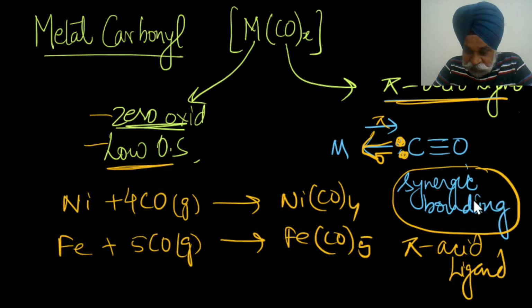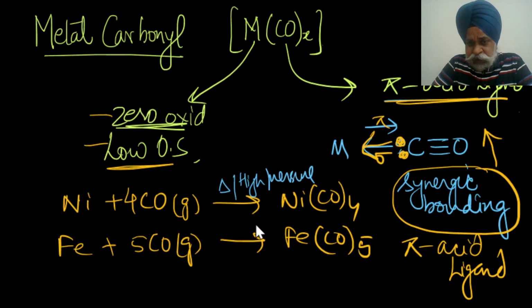In this regard, I will be placing one more video on metal carbonyls. Otherwise, metal carbonyls are generally formed by treating the transition metal with carbon monoxide gas at high temperature and high pressure. When this is done, they generally give you metal carbonyls, which would be in the zero oxidation state or in a lower oxidation state.